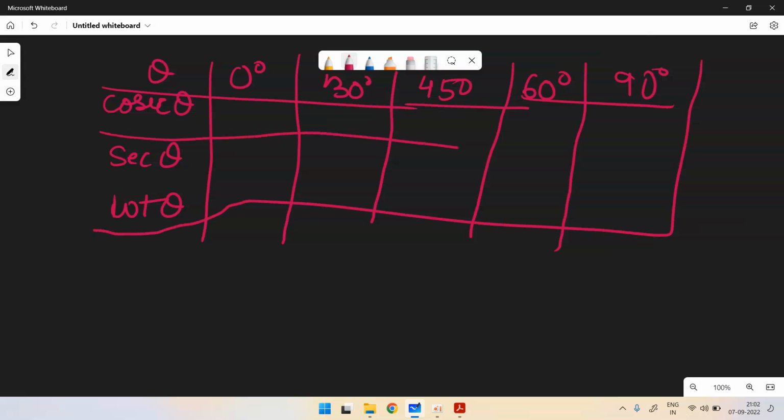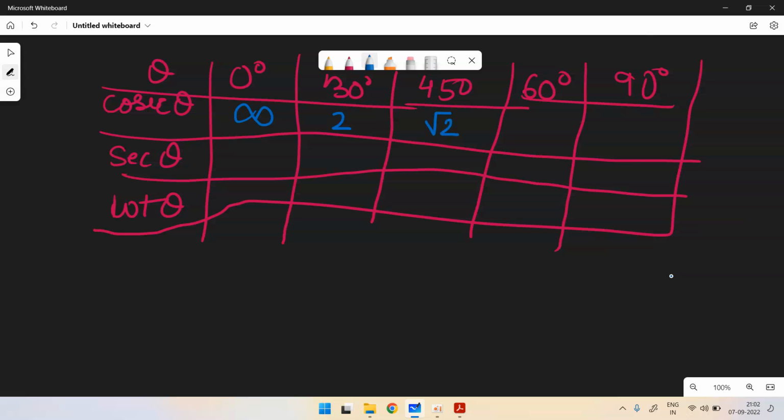So the value of sine theta at 0 is 0, so cosecant will be 1 by 0. 1 by 0 is nothing but infinity. Sine 30 was 1 by 2, so this will be 2. Sine 45 is 1 by root 2, so this is root 2. Now for 60, sine is root 3 by 2, so it will be 2 by root 3. And for 90 it was 1, so this is also 1.